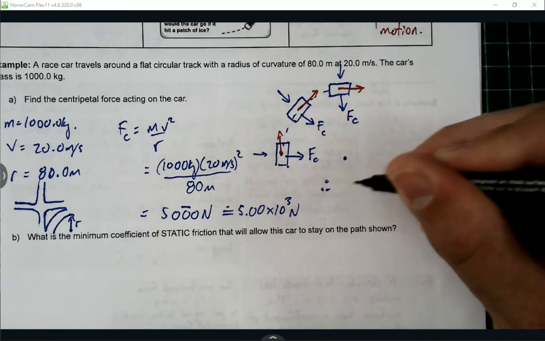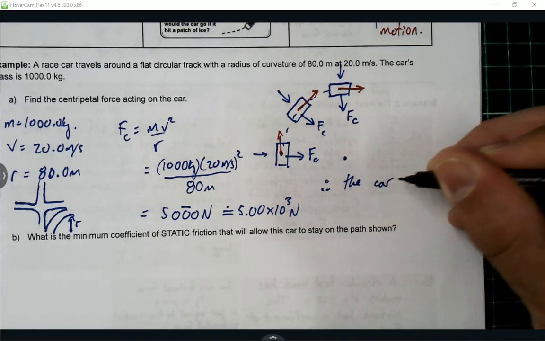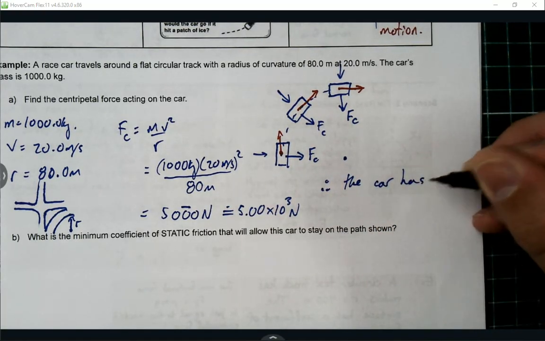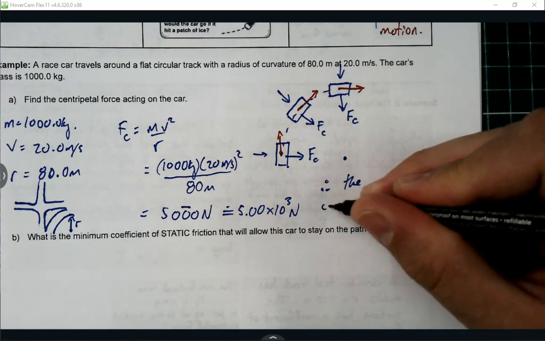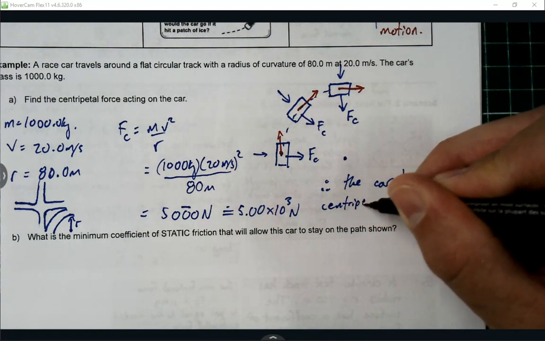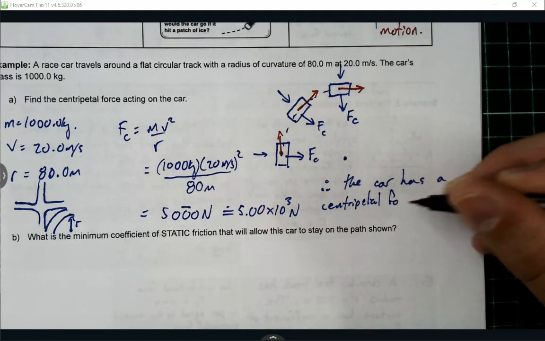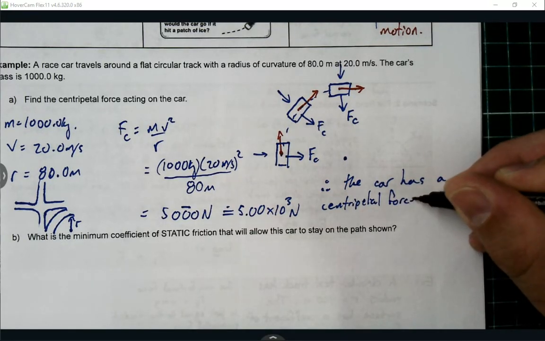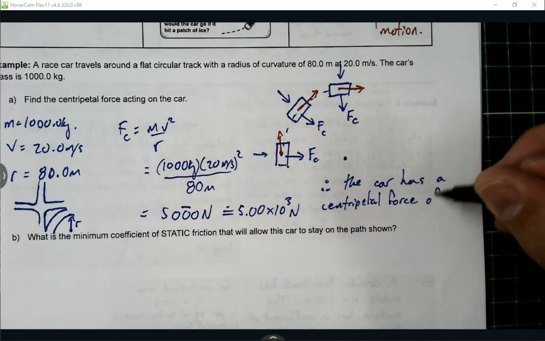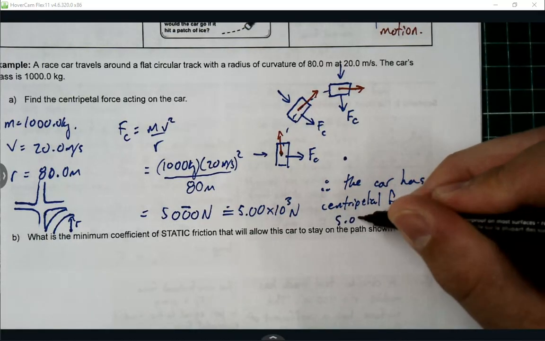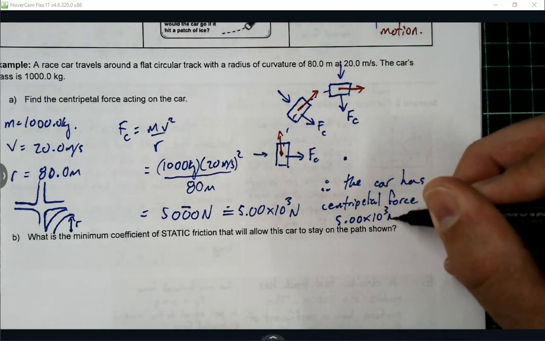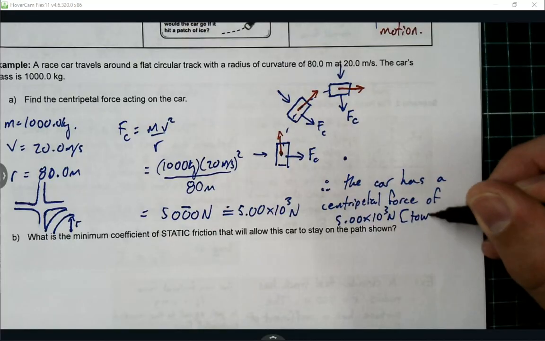So we can say, therefore, the car has a centripetal force of 5.00 times 10 to the power of 3 newtons towards center.